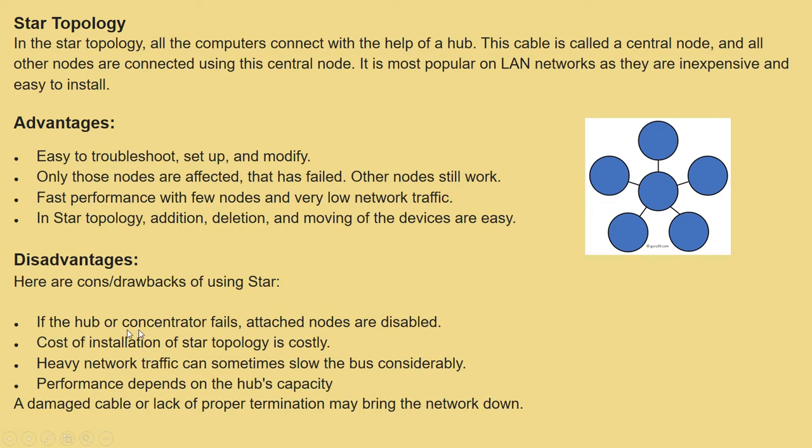If the hub or concentrator fails, attached nodes are disabled. Cost of installation of star topology is very high. Heavy network traffic can sometimes slow the bus considerably, and its performance depends on the hub's capacity. Means the total performance of the network depends upon your hub capacity. A damaged cable or lack of proper termination may bring the total network down.